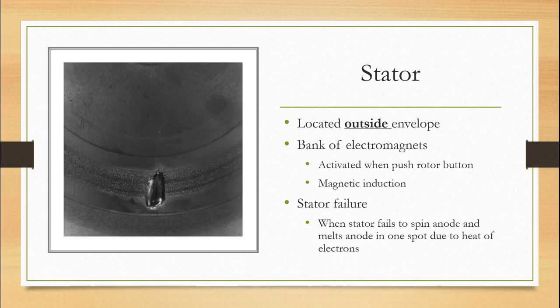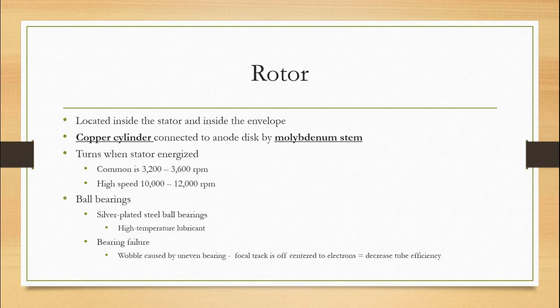So the electrons bombard one spot. You can see this is all pitted. You can see the pitting, and you can see where we have melting of the anode. And this is a stator failure or bearings failure of some sort. So we had melting of the anode, and the tube is no longer in use.